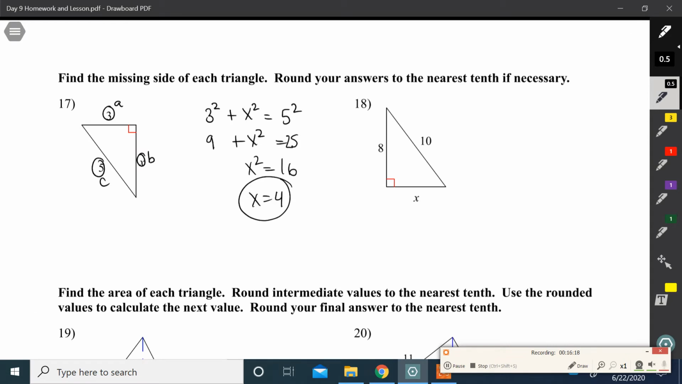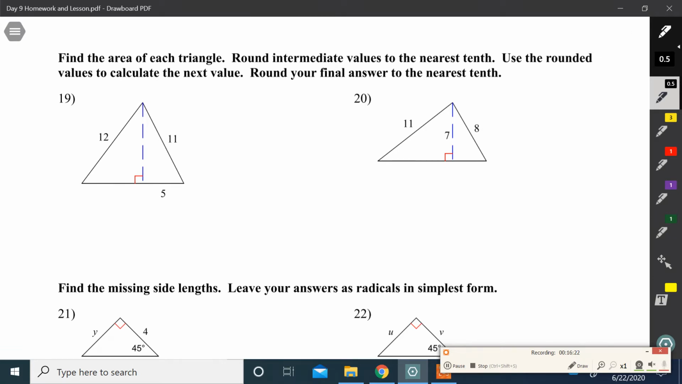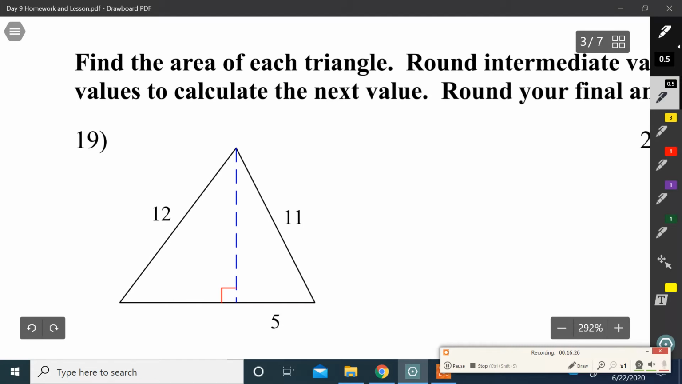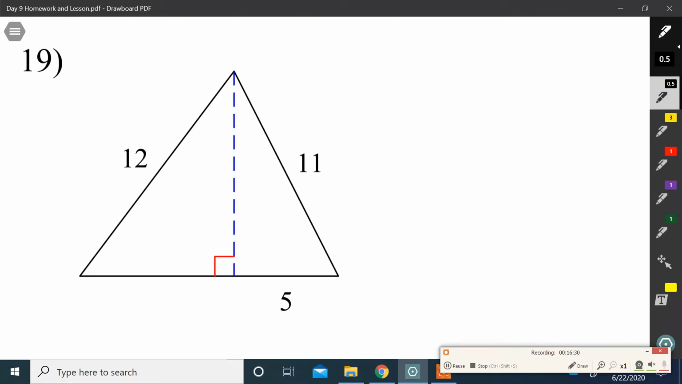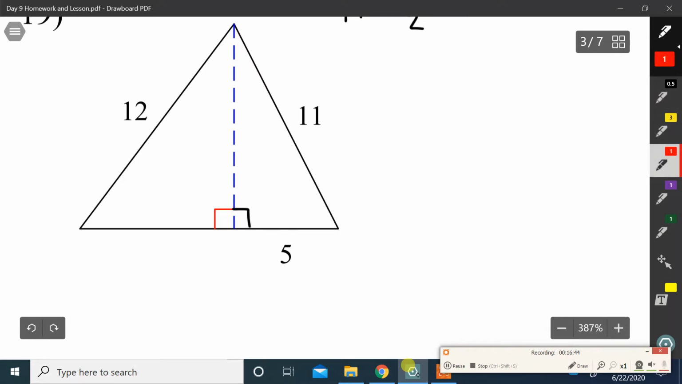All right, on number 19, those are a little bit more challenging problems because I'm asking you to find the area of that triangle. And it is challenging, but it's not impossible. As you can see, we have a right triangle there. So in order to find the area of a triangle, I know I have to multiply the height times the base. Okay, so I don't know what the height is yet. We have to figure what that is.